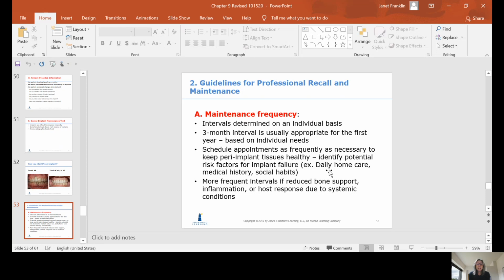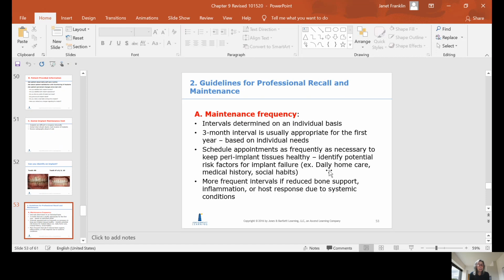Schedule appointments as frequently as necessary to keep peri-implant tissues healthy, and identify potential risk factors for implant failure, such as if the patient's diabetic or has something on their medical history that may make them at a higher risk for failure. If the patient's home care doesn't seem to be going as well as you thought. If they have bad social habits like smoking. Now, generally speaking, all of that should have been evaluated before the implant was placed, but that isn't always the case. And so you need to stay on top of that.